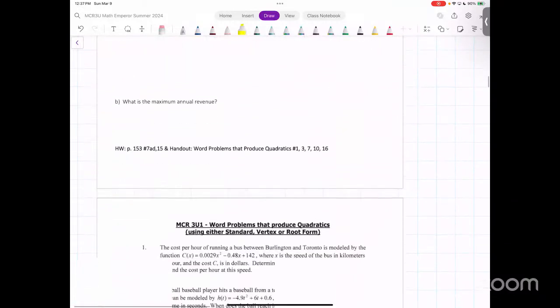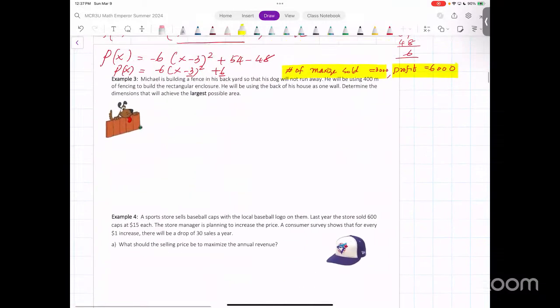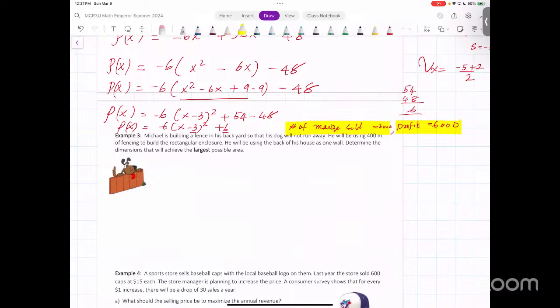So what I try to do is I try to do the most common word problems you guys are going to see. The next question involves geometry. Michael is building a fence in his backyard so his dog will not run away. He will be using 400 meters of fencing to build a rectangular enclosure. He will use the back of his house as one wall. So in other words, this is the wall. So he doesn't need any fencing here. Determine the dimensions that will achieve the largest possible area.